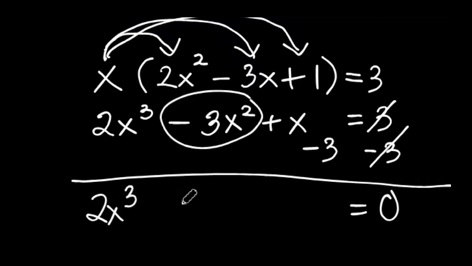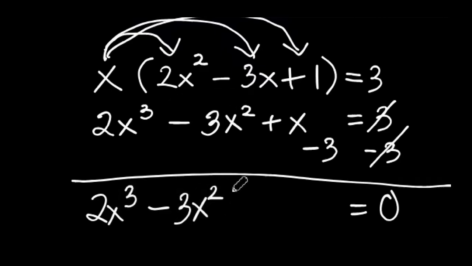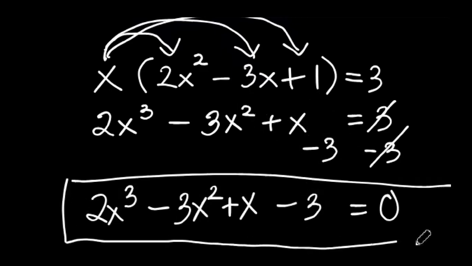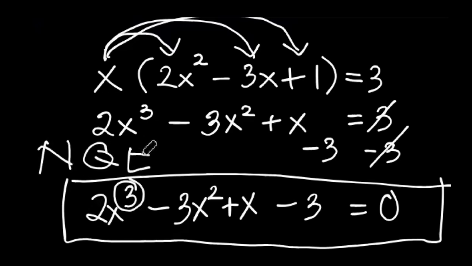Negative 3x squared, bring it down. x, wala rin kapareho yan, bring it down. And si negative 3, also, wala rin siyang kapareho. So that is negative 3, bring it down. And let's see, ano yung pinakamataas na degree? Ang pinakamataas na degree dyan is 3, yung first term. Therefore, that is not a quadratic equation.